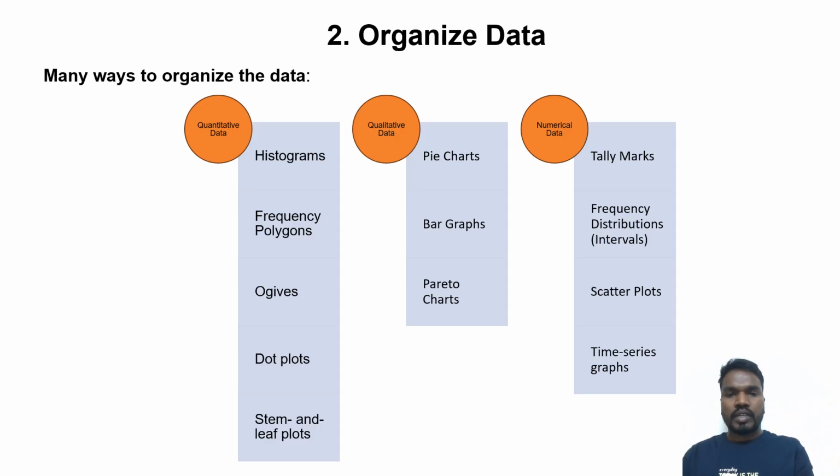So this we know already, right? There are various ways, quantitative data and qualitative data. We are done completely with qualitative data. We learned about pie charts, bar graphs, and Pareto charts, right? Now we will move to numerical data, how to represent numerical data. First we will be focusing on tally marks. So today our focus will be this one.